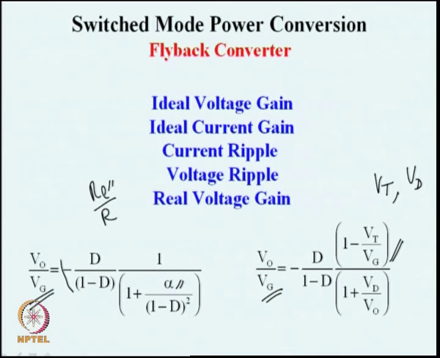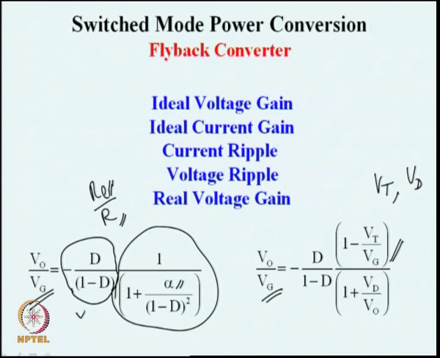The way we have done the analysis, we write it in such a way that the ideal conversion gain is now modified by a correction factor, which is a function of the non-ideality. For example, when the inductor non-ideality of RL is considered, the parameter which quantifies this non-ideality is RL by R, the ratio of the parasitic resistance of the inductor in relation to the load resistance, which is alpha, and the operating duty ratio D and alpha decide how much this correction factor is.